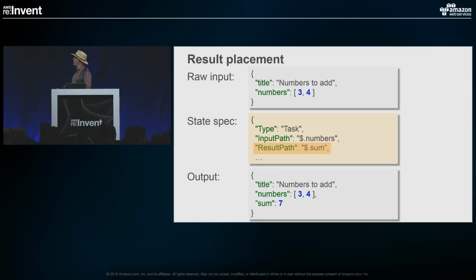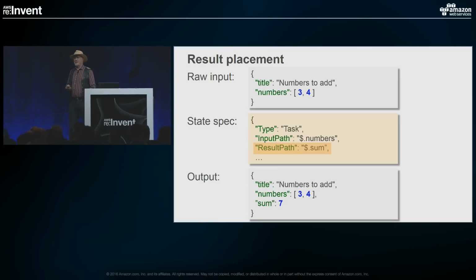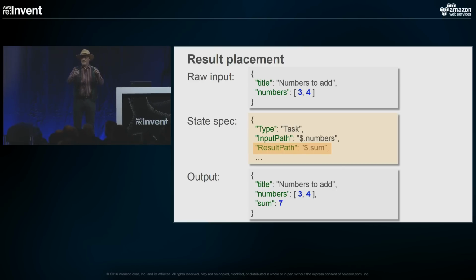So there's another field here called result path. And that says, take the input, and then take the output from the Lambda function, from the task, and stick it into the input at that JSON path. And so you can see what the output of the state is at the bottom, right? So we've pulled the array out of the raw input. We've fed it to the Lambda function. We've taken the output from the Lambda function, and we've jammed it into the input state and passed that on to the next state in the state machine.